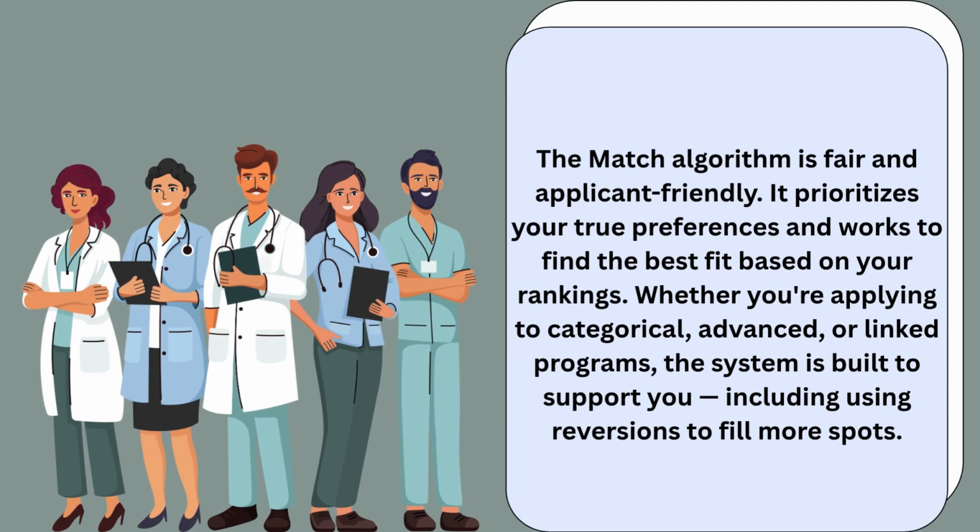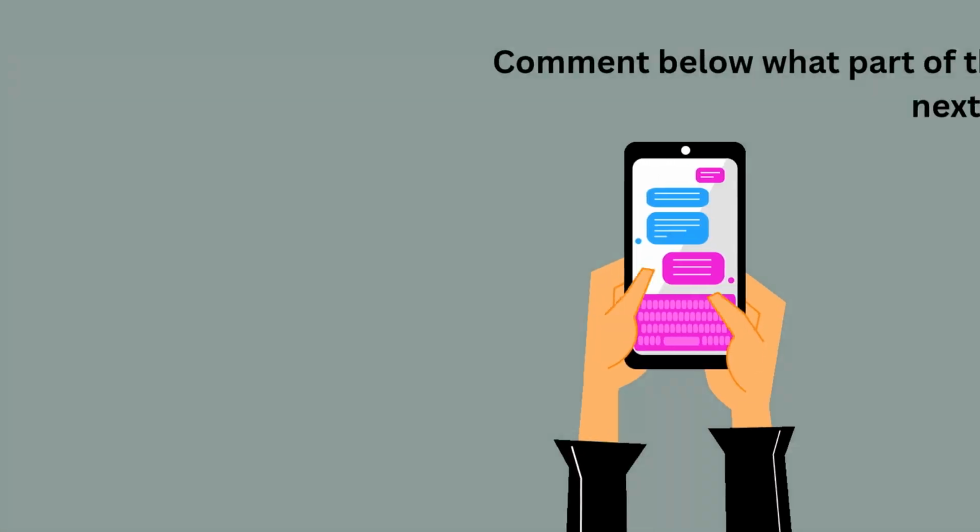The match algorithm is complex but fair. It was designed to give applicants the best chance of training at their preferred programs without disadvantaging others. It rewards preparation, honesty, and strategic thinking. As you go through the match, trust the algorithm. It's not just math, it's a system refined over decades to ensure that medical students and graduates are matched to the right programs and the right specialties at the right time. Whether you're aiming for a categorical spot, a linked PGY1 and PGY2 journey, or applying through multiple tracks, remember, behind the scenes, the algorithm is working to ensure the best fit. Reversions are part of that mission.